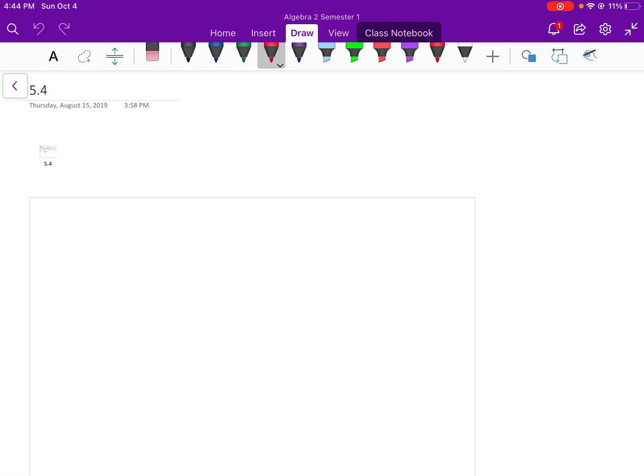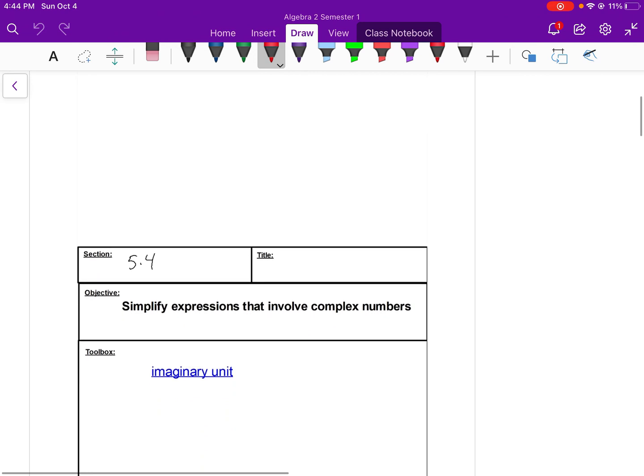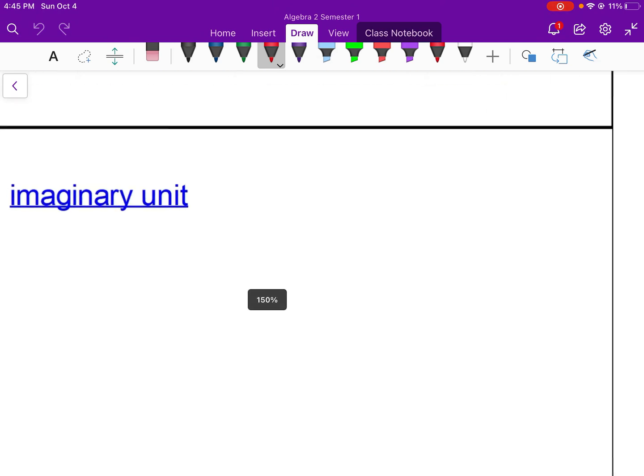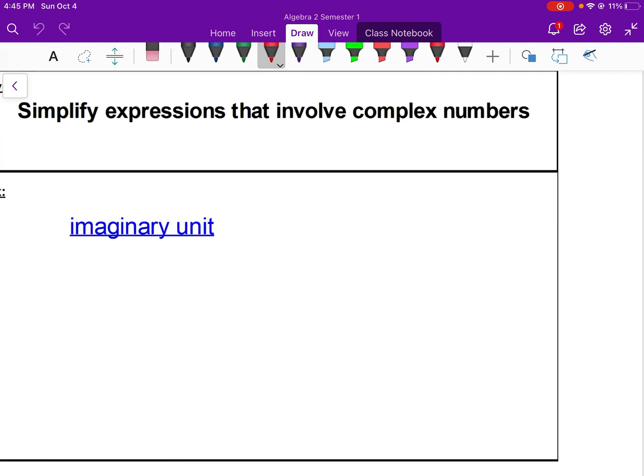5.4 notes, Algebra 2. Okay, so for this lesson, simplifying expressions that involve complex numbers. A complex number has both a real part and an imaginary part to it. That's why it's complex. Now, imaginary units, the reason they came up with this, up to this point, you haven't been able to take the square root of a negative number. This is a system of numbers that mathematicians created so we can deal with situations like that.